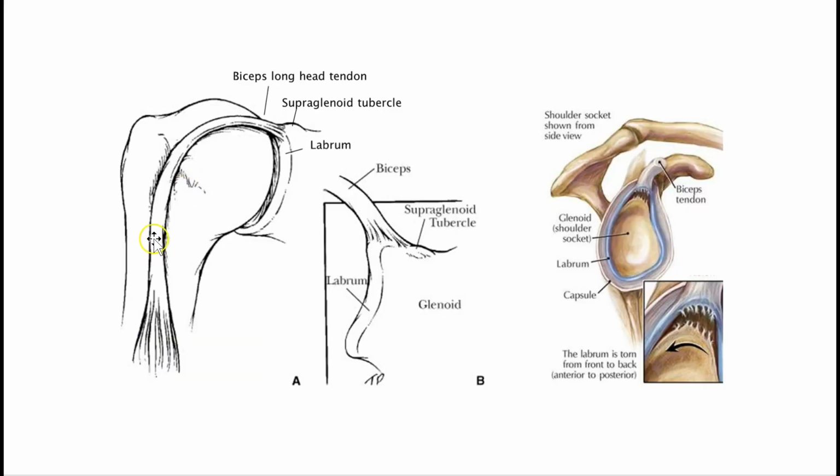So here's that long head of the biceps going through the intertubercular groove. And here it is coming into the supraglenoid tubercle. Now in this image we can see that it gives attachments into the superior labrum, and here we can see that as well. But with forceful contraction of the biceps, you can get a tear of the superior labrum off of the glenoid fossa because of this insertion of the biceps tendon. So here we can see that magnified. This would be a SLAP lesion, a superior labrum tear from anterior to posterior.